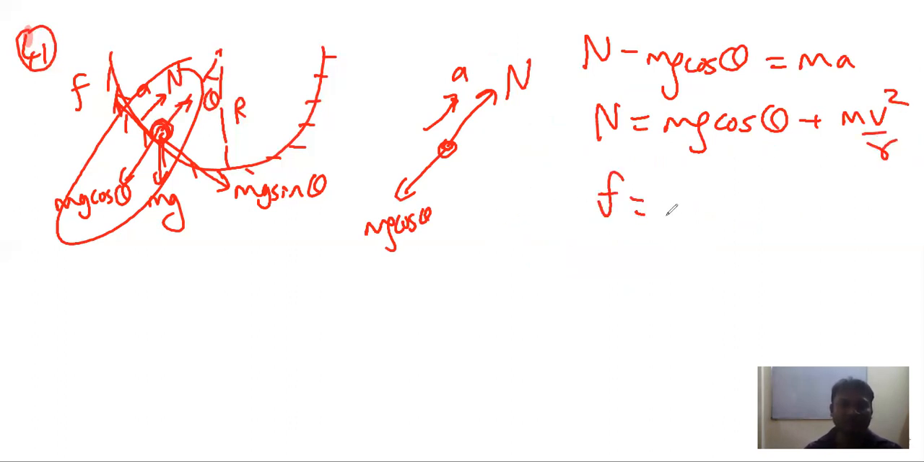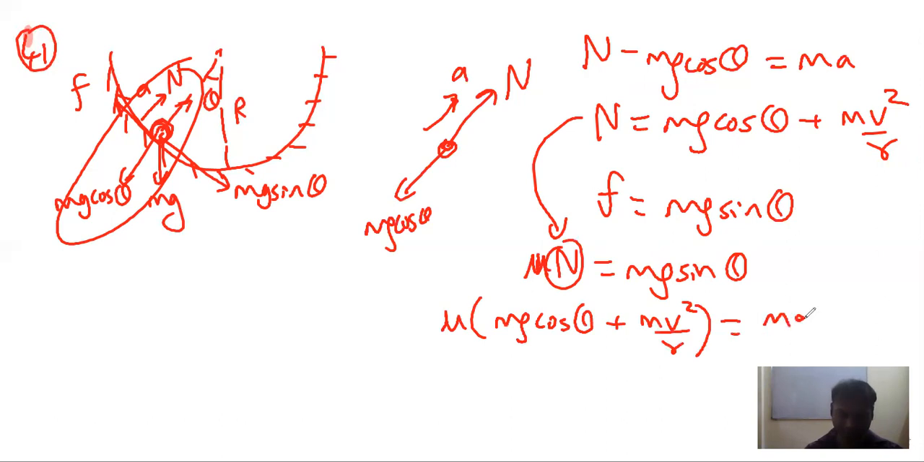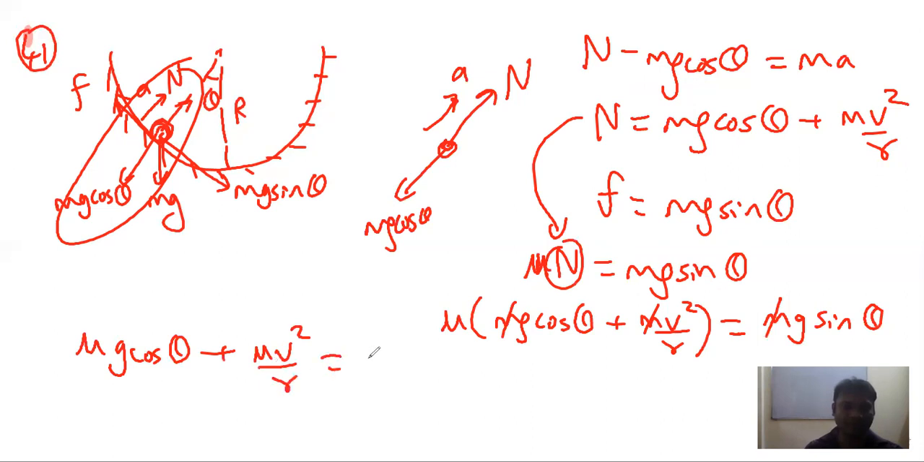Now friction is mg sine theta, but friction formula is mu N. We'll substitute this value of N here. So mu N is equal to mg sine theta. N value will substitute here as mg cos theta plus mv square by r is equal to mg sine theta. Now m cancels on both sides. So we get mu g cos theta plus mu v square by r is equal to g sine theta.